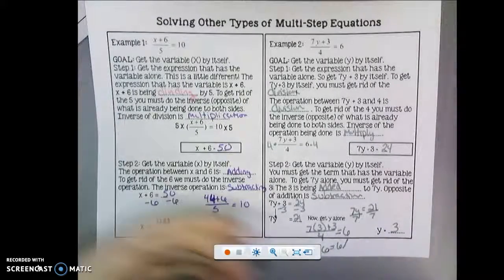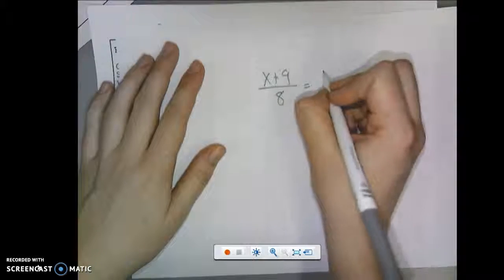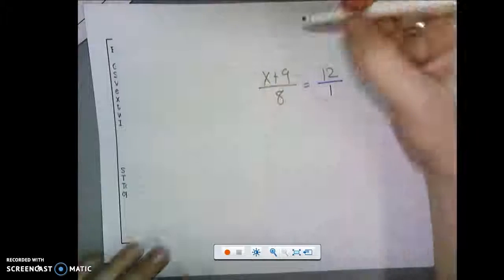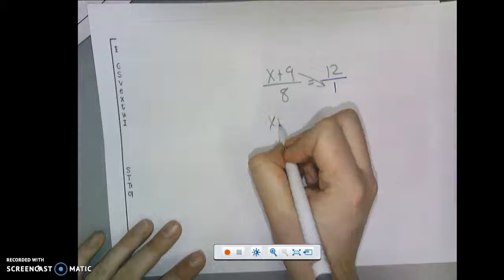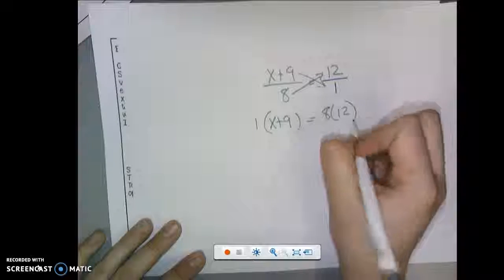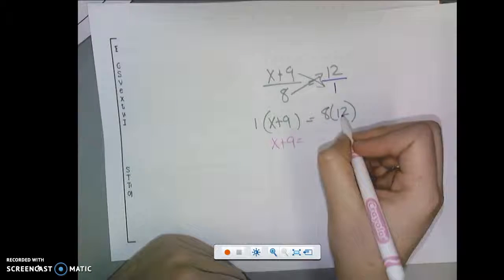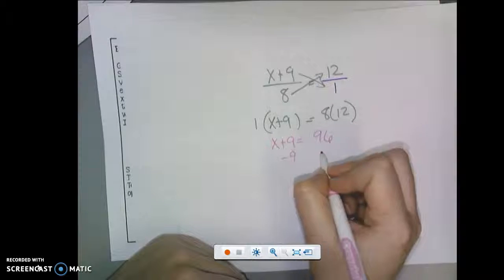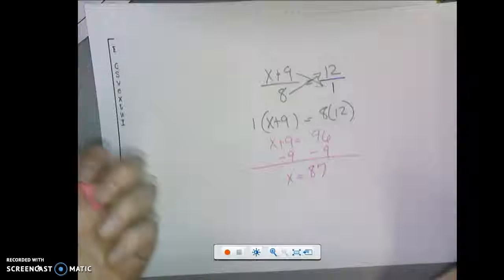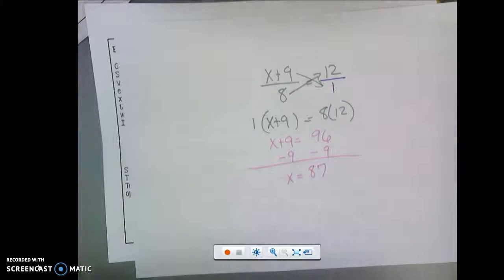Another way I like to do these is with proportions. So let's say we had x plus 9 over 8 equals 12. What we can do is set this up as 12 over 1. Remember, all whole numbers over 1. And we can cross multiply. So we'd have x plus 9 times 1 and 8 times 12. And 1 times anything, we know it's just going to be x plus 9. And 8 times 12 is 96. And we subtract 9, and we have x equals 87. And that's a fun way to do it. I kind of like this way better, but any which way works.